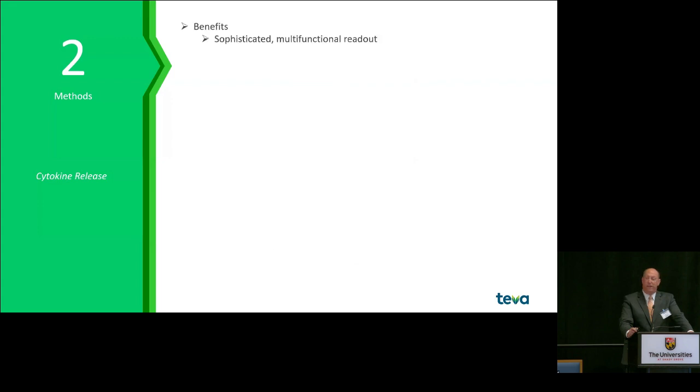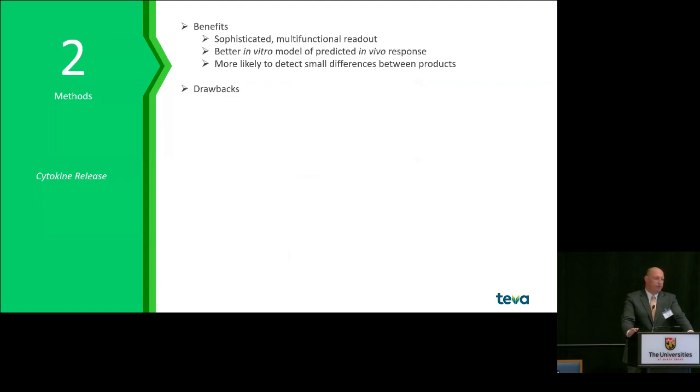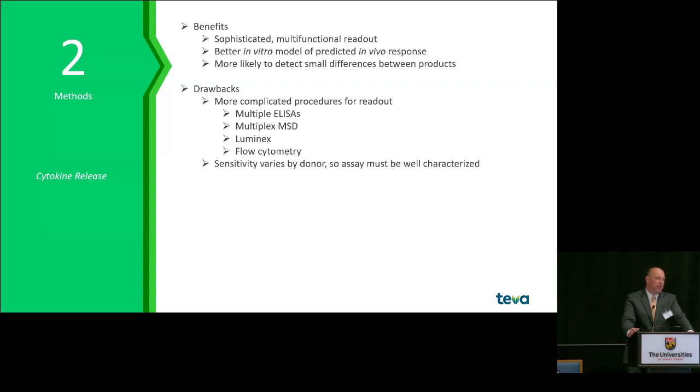Benefits of this is it's sophisticated and provides a multifunctional readout. It's a better in vitro model of predicted in vivo response, at least in my opinion. It's more likely to detect small differences between products. Drawbacks, it's a much more complicated procedure and much more complicated readout. You may need to perform multiple ELISAs or multiplex MSD or a Luminex type assay, and I would also strongly recommend flow cytometry. The sensitivity can vary by donor, so the assay must be well characterized.